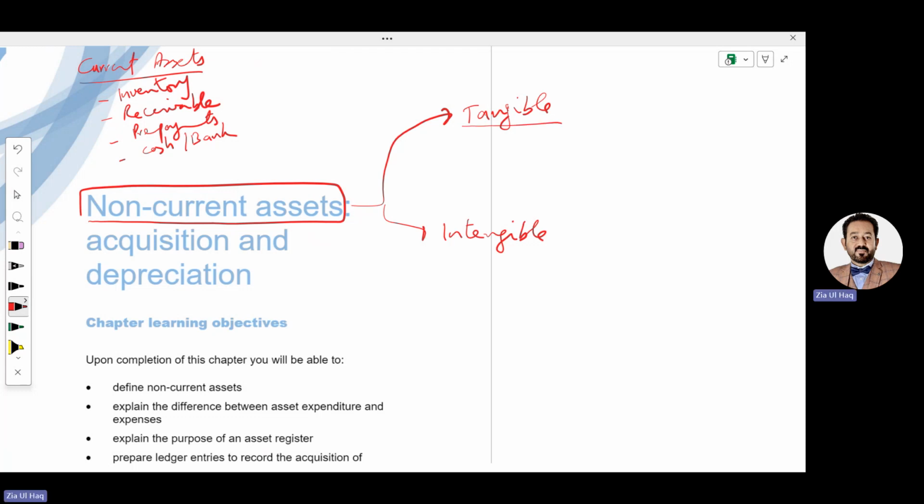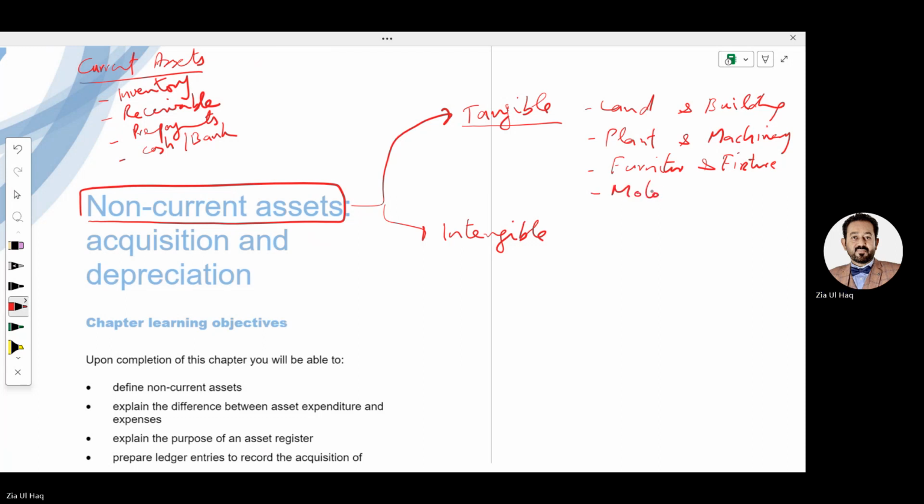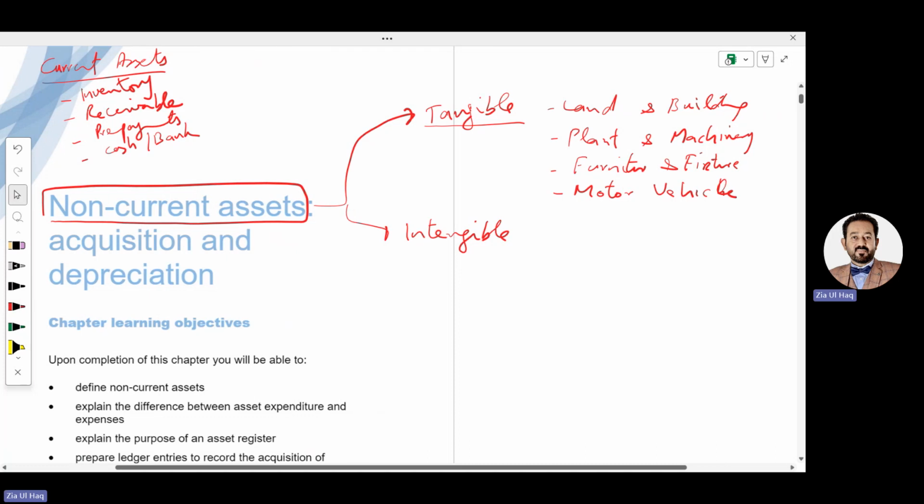Tangible assets are the assets that we can see as well as touch. What could those be? Land and building, machinery, plant and machinery, furniture and fixtures, vehicles, motor vehicles, motorbikes. These are called non-current assets because these assets will stay for more than 12 months and will provide benefit to the business for more than 12 months.